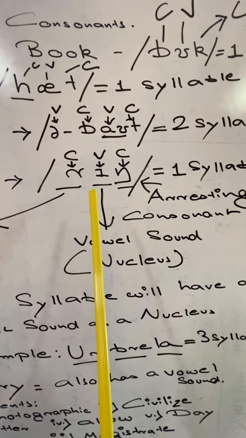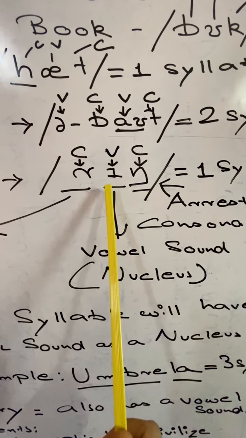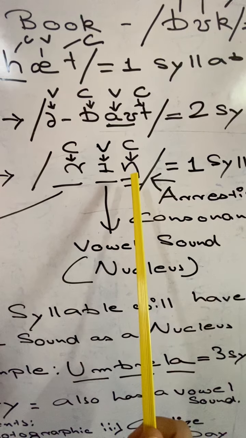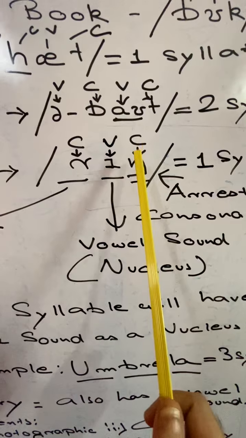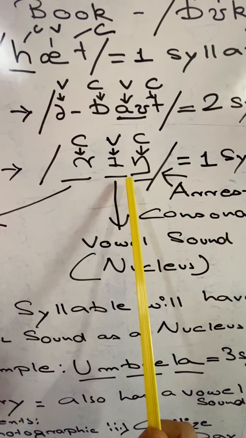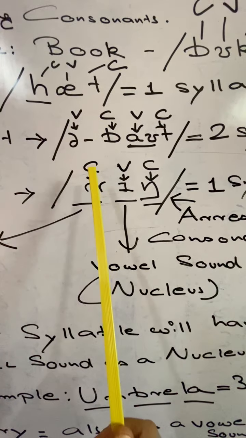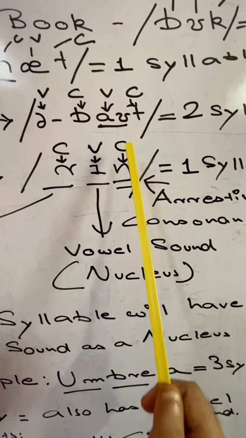Now see the transcription here. R, I, this is the symbol of E, and this is the symbol of NG. Okay, this is the NG symbol. See, the tail of the N has been extended. The NG symbol looks like this. So similarly, here see, R is a consonant, E is a vowel sound, and NG is a consonant.